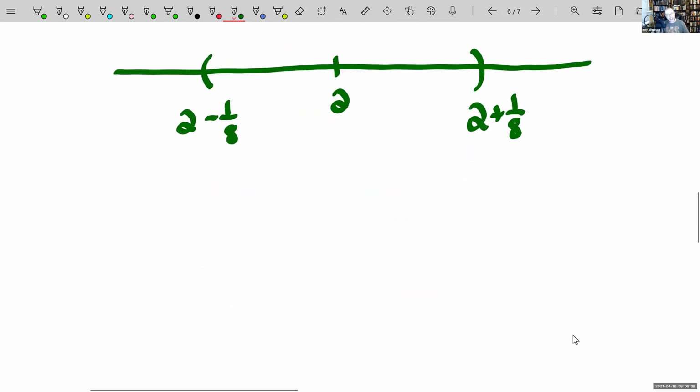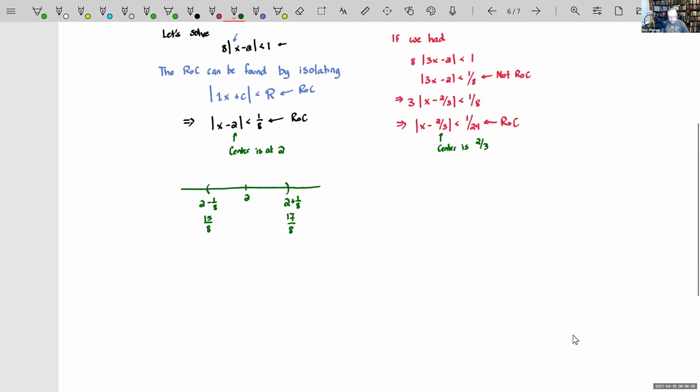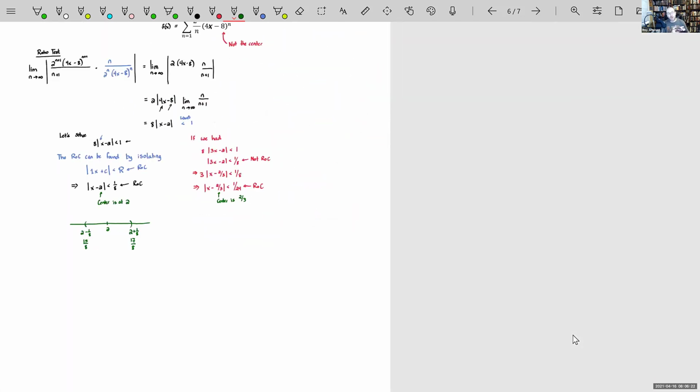I'm going to write them as actual fractions. So 2 is 16/8 minus 1/8. That's 15/8. And this is 17/8. All right. So once we have found our radius of convergence, let's go ahead and test the endpoints to see if they're included.